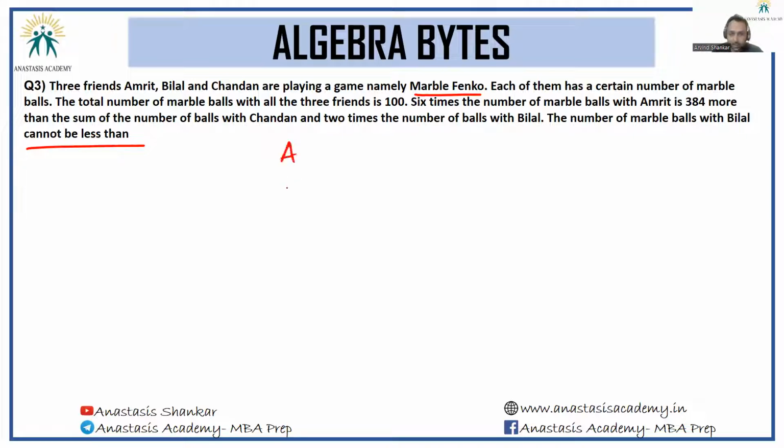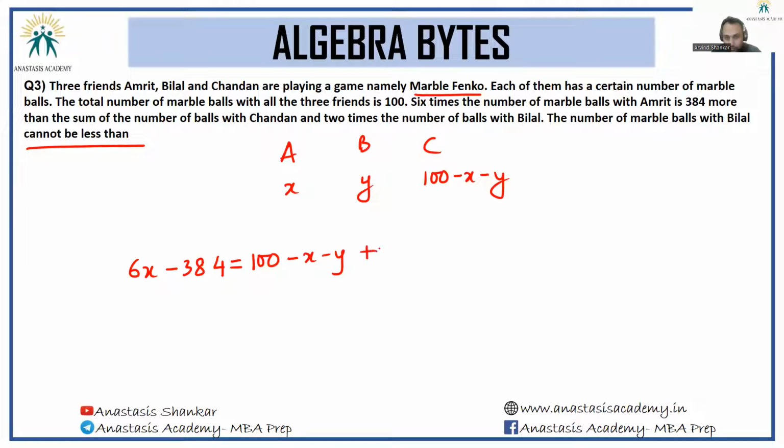Okay, I'm saying let Amrit have X balls, let Bilal have Y balls, and by extension, Chandan will have 100 minus X minus Y balls. Equation wise, what is told to us is the total number of marble balls with all the three friends is 100. That you have taken care of. 6 times the number of marble balls with Amrit. So 6x is 384 more than the sum of. So this minus 384 should be equal to sum of the number of balls with Chandan, 100 minus X minus Y, and 2 times the number of balls with Bilal, plus 2y. This is what we have got.